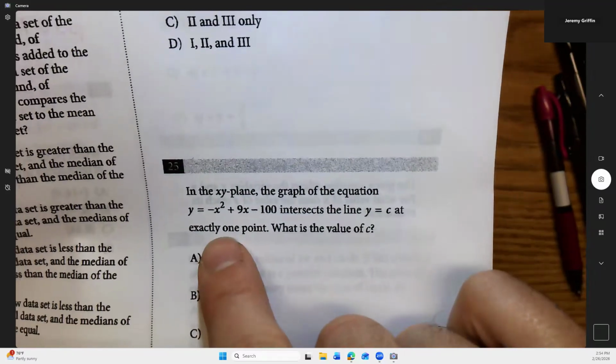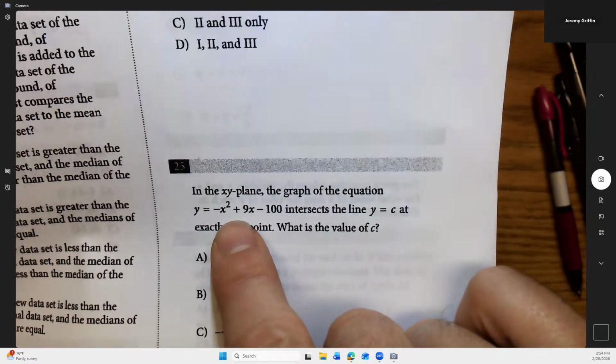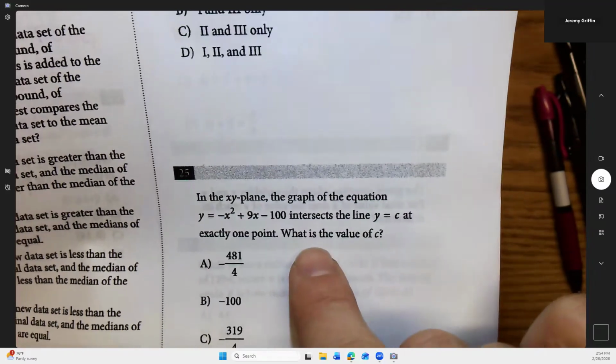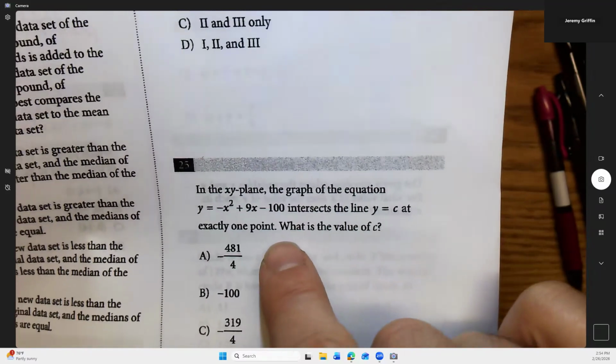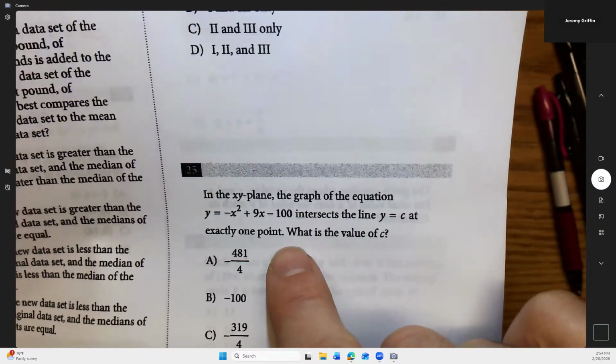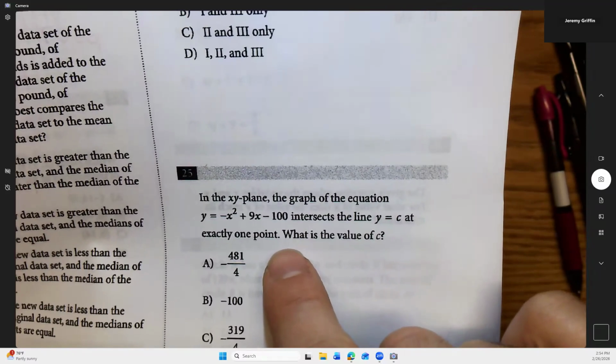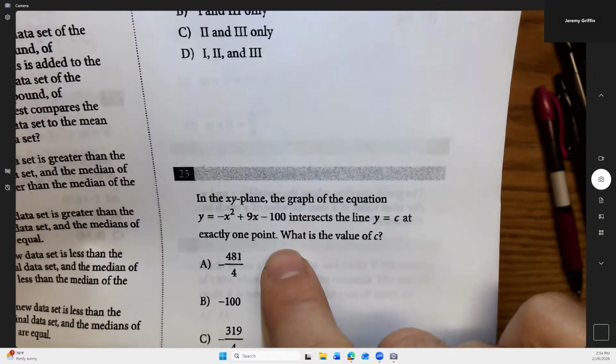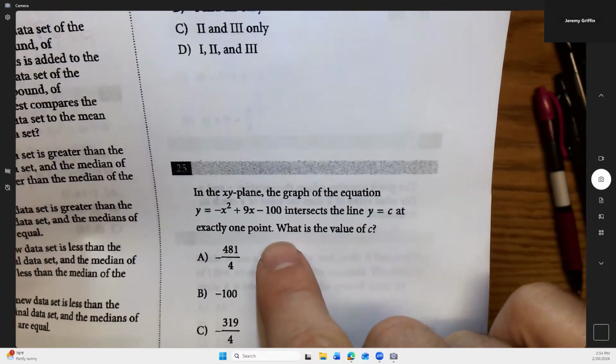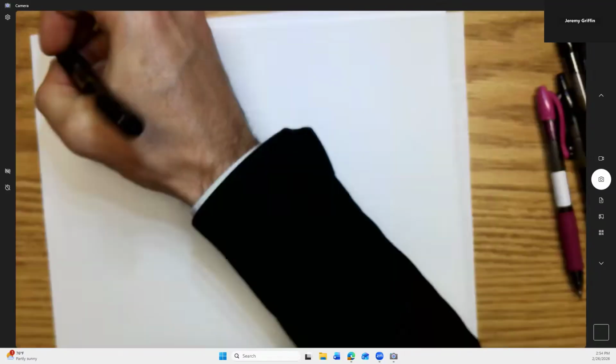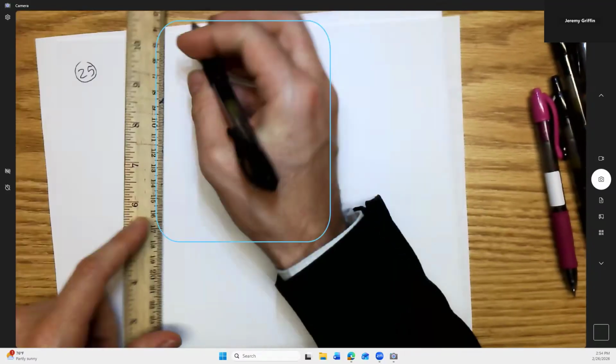Intersects at 1 point. Guys, if it's a parabola and it crosses a horizontal line at 1 point, what point are we talking about on the parabola? Good guess. The vertex. Yeah, the vertex. Here, I'm gonna draw this out. 25. Okay.